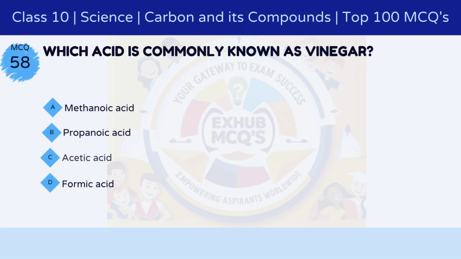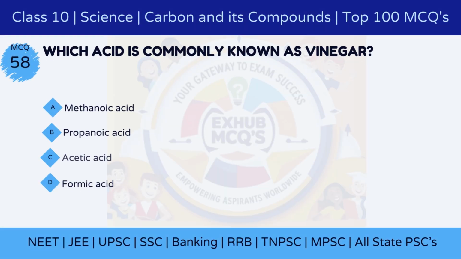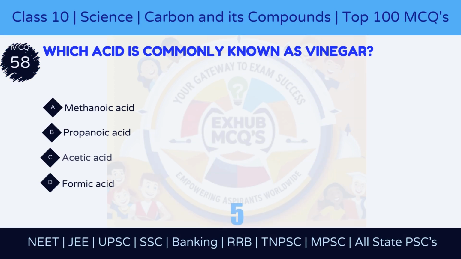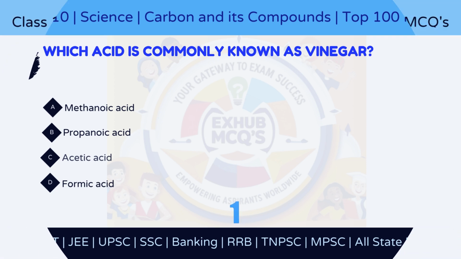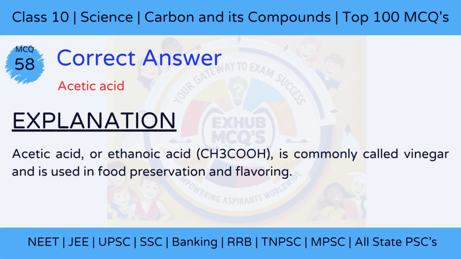MCQ 58. Which acid is commonly known as vinegar? Option A, methanoic acid. Option B, propanoic acid. Option C, acetic acid. Option D, formic acid. The correct answer is option C, acetic acid. Explanation. Acetic acid, also known as ethanoic acid, is the main component of vinegar. It is widely used in food preservation and flavoring.